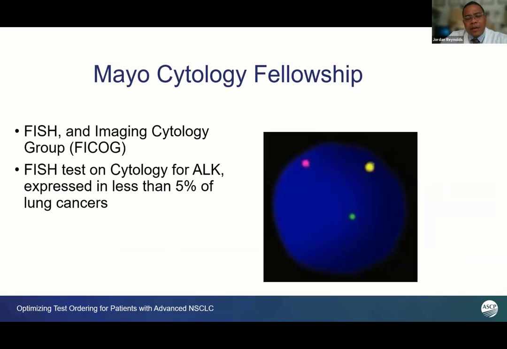And while I was there, we had a really interesting meeting called the FISH and Imaging Cytology Group. I knew about this when I applied for this fellowship. I thought Mayo Clinic would give me the best chance to combine molecular and cytology. And we were working on a FISH test to do ALK testing on ThinPrep slides. At the time, ALK was a mutation expressed in 5% of lung cancers, and I thought to myself, wow, this is almost like finding a needle in a haystack. But if that patient had this mutation, we would be able to treat them with something better than conventional chemotherapy. So while I was there, we were working that up. And then I got my first job at Cleveland Clinic. And I've been there for 10 years.